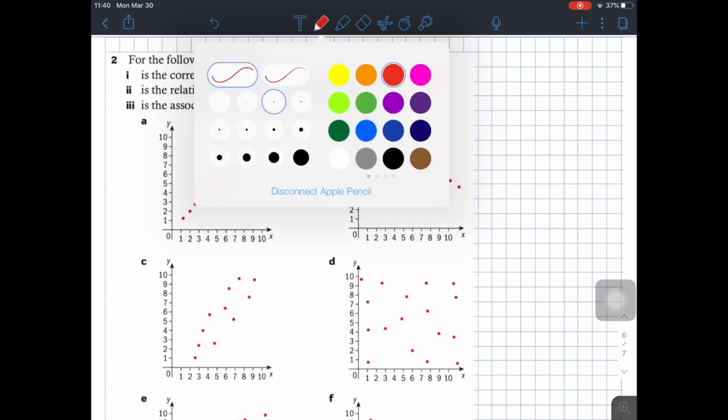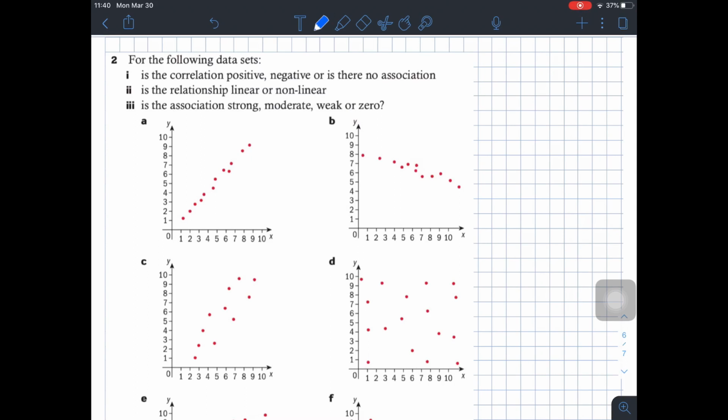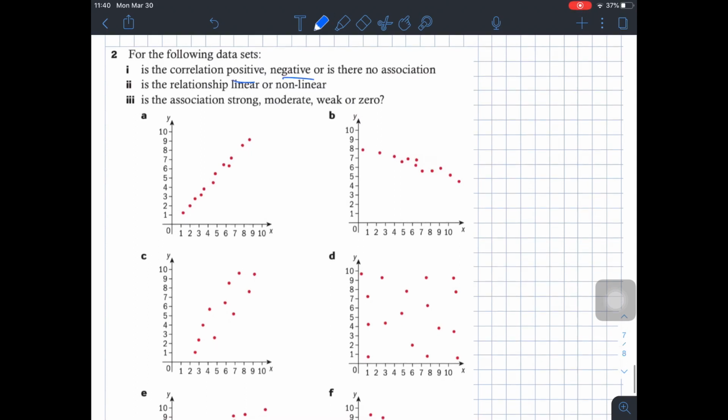I'm going to do it with a different color. Part A. Is the correlation positive, negative, or no association? In this case, it's positive because there's an upward trend, right? So we would write positive. Then, is the relationship linear or non-linear? In this case, it looks like a linear correlation. So we're going to write linear. And finally, is the association strong, moderate, weak, or 0? In this case, it looks to be very strong. So it's strong. So it's a positive, linear, strong correlation.